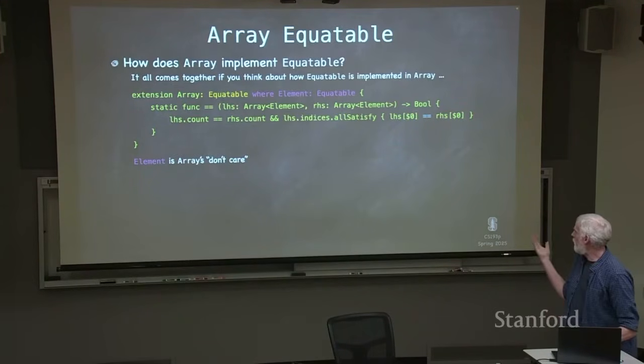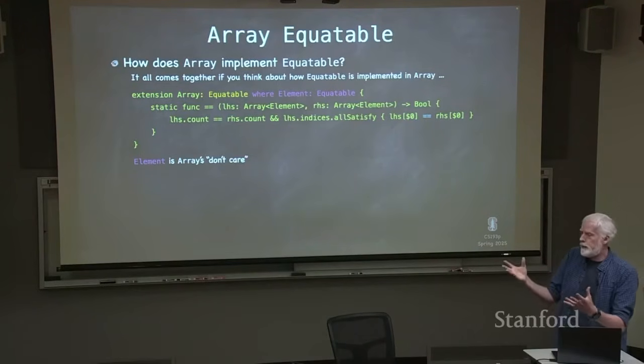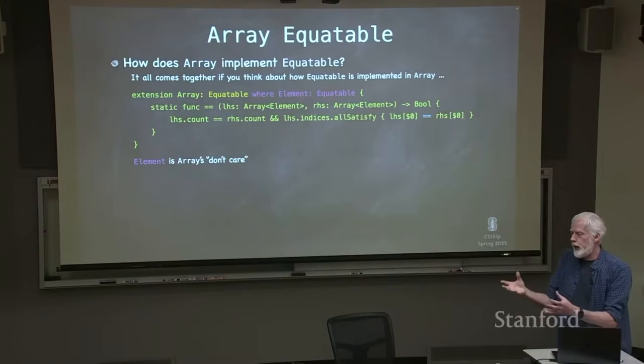So I'm having my little closure ask if the left-hand side of that index, right? I'm doing lhs.indices.allSatisfy. So I'm saying if the left-hand side of that index equals the right-hand side of that index, then they're equal. And if all of them satisfy that, then my arrays are equal. Does everyone agree that this code would calculate that?